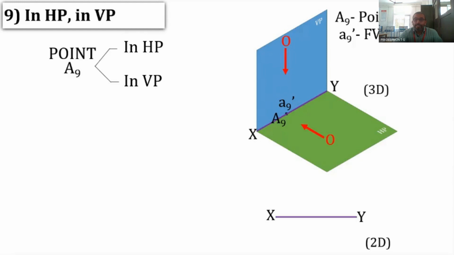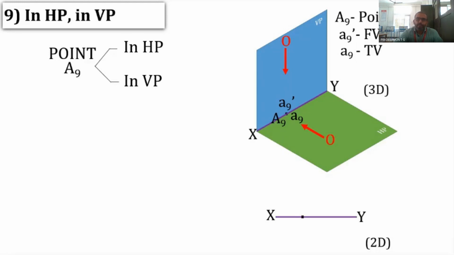Since the point is lying in HP, the front view should coincide with the XY line. And now the observer looks from the top to get the top view. Here also, since the point is lying in VP, the top view should be lying in the XY line itself. So all the 3 points, that is the actual point, the front view as well as the top view, will be the same point when the point is lying in XY line.